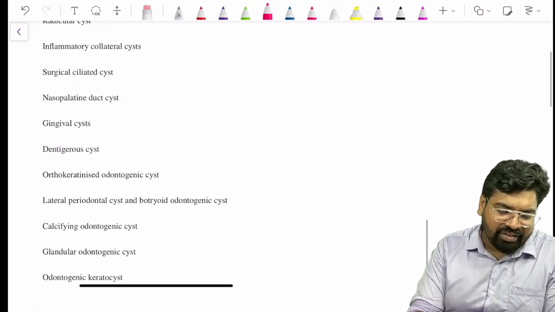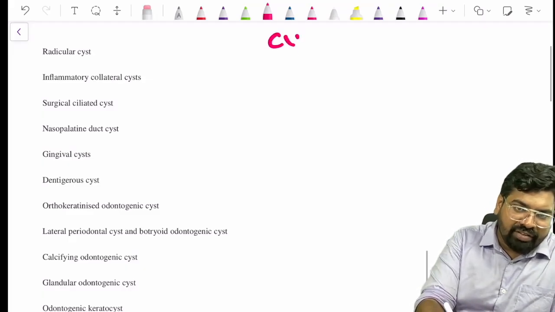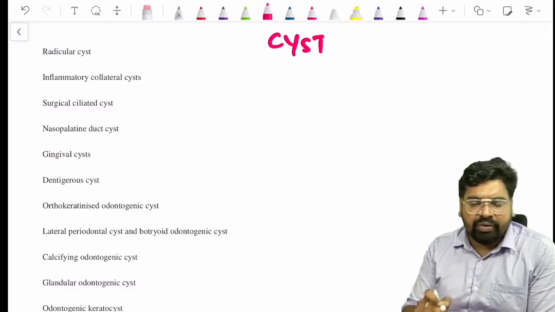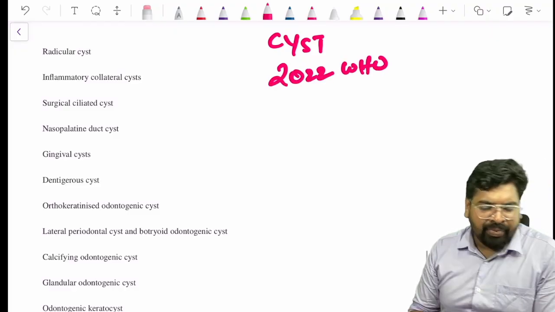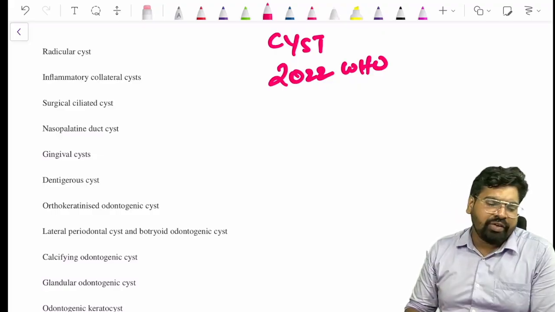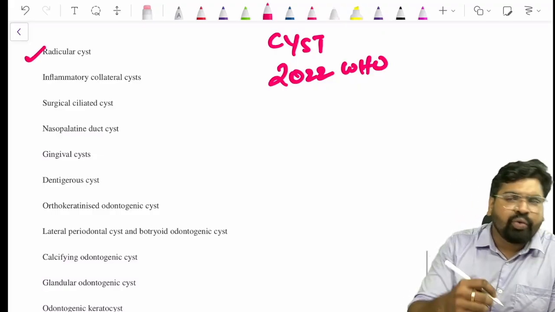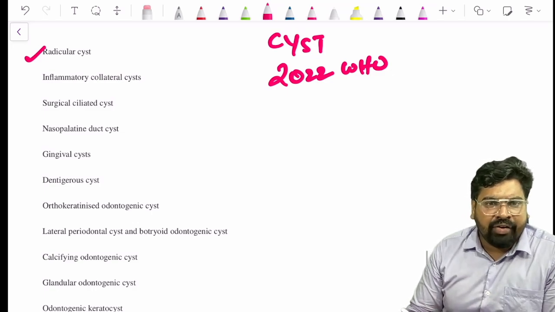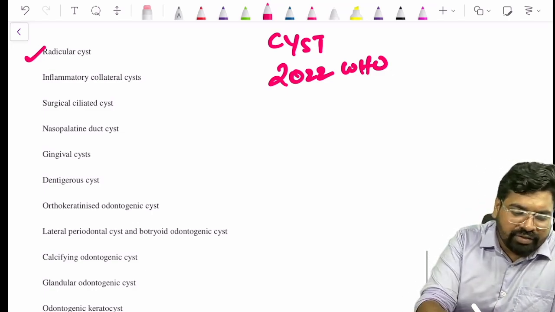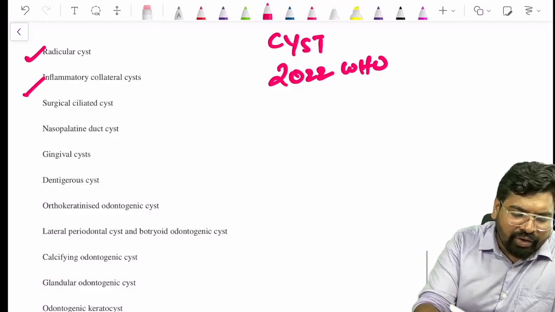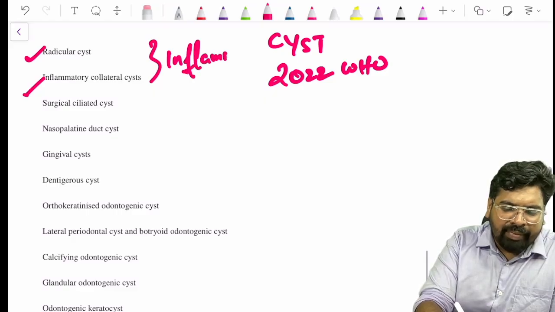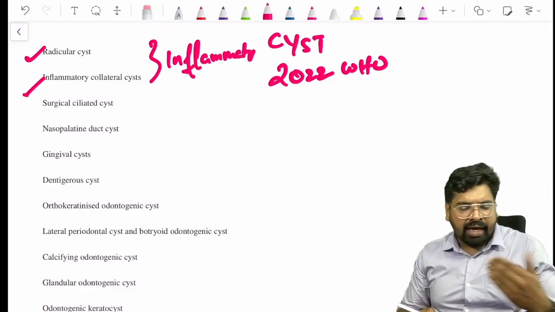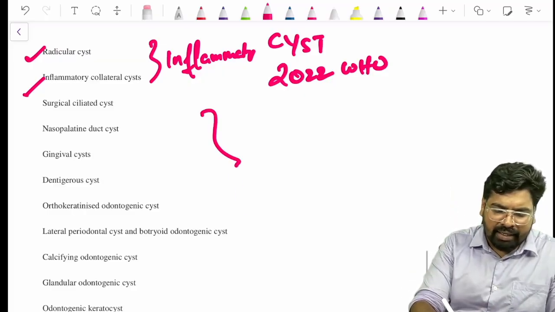Now you come to the cysts. If you see the cysts in the 2022 WHO classification, what are the cysts? Mostly your radicular cyst. Radicular cyst is the most common inflammatory odontogenic cyst. This is the inflammatory collateral cyst. These are all of inflammatory origin, and the others, you know, they are developmental.